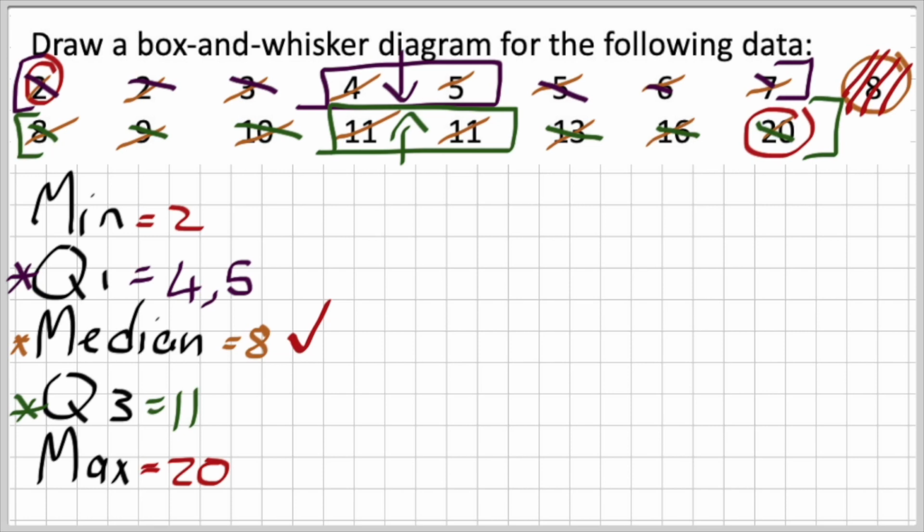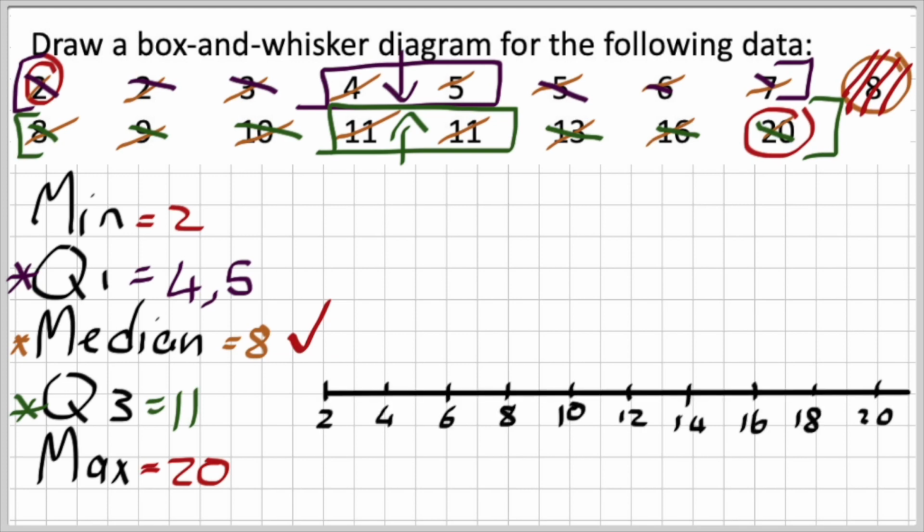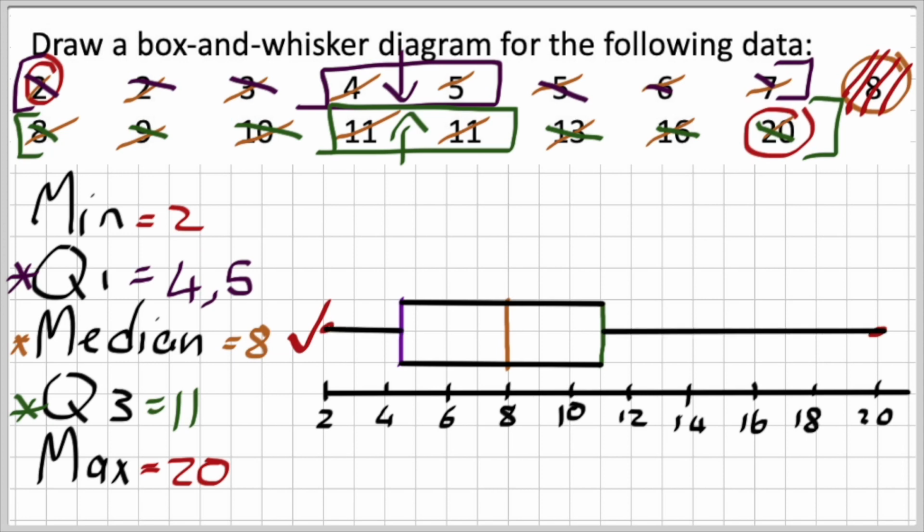Remember, a box and whisker diagram must always be on scale. That is very, very, very important. Start off by putting your minimum and your maximum on there, your quartile 1, median and quartile 3. Then you are up to your box and your 2 whiskers. And there is my box and whisker diagram.